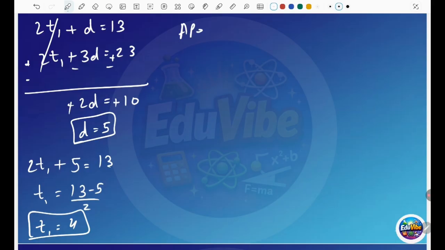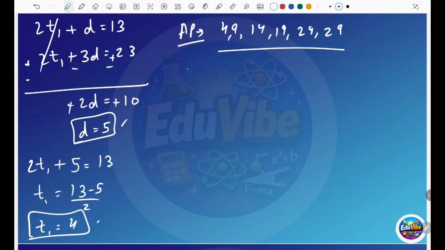So you have now your D and T1. So 4, 4 plus 5, 9. 9 plus 5, 14. 19. 19 plus 5 is 24. 29. So these are those first six terms.